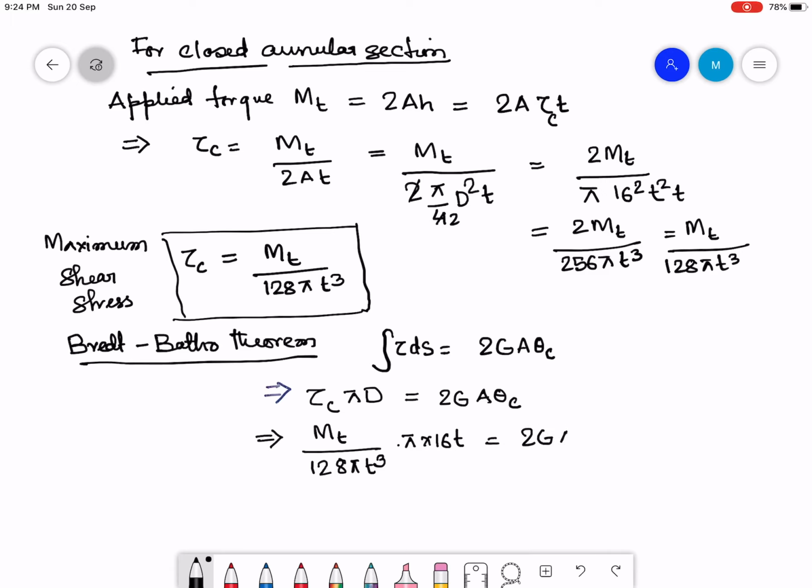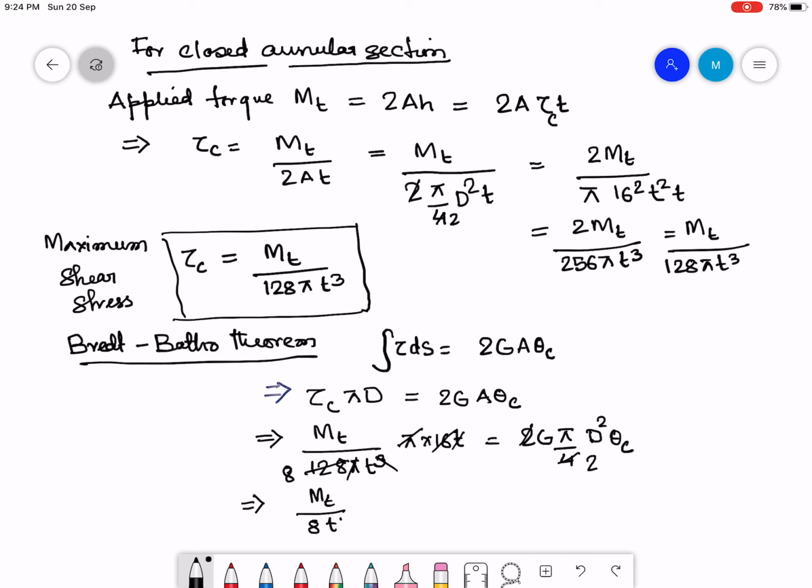The area is pi by 4 into d square into theta c. So let me just try to cancel out certain terms. Pi goes away with this, t goes away with this, 16 goes away with this, and left with 8 here. So 2 goes away with this and left with c. So I can further simplify and write this as mt by 8.